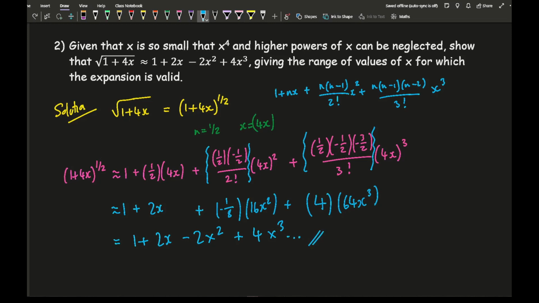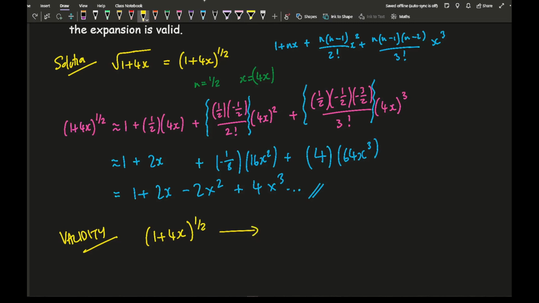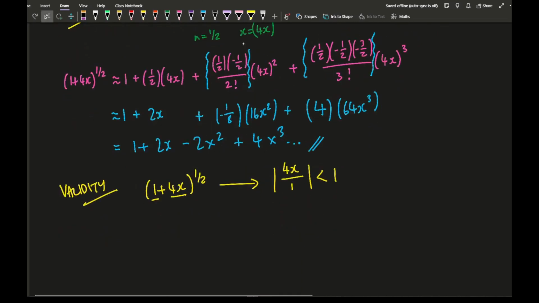That then continues. Now in terms of the range for which it's valid, for the validity, we've got 1 plus 4x to the power of a half. Now the half doesn't make a difference, so we don't need to worry about that. So for this, I've got this bit which goes as my numerator, and this bit which goes as my denominator, and that is all in the mod of less than 1. Now from this, I want to make x the subject.